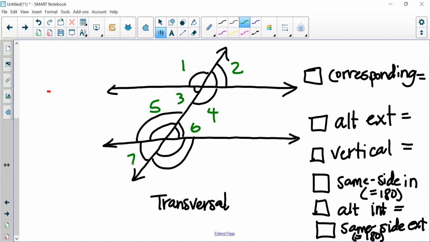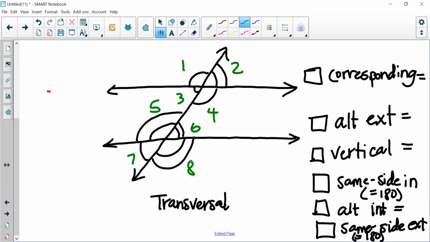Y'all label your angles like you see my angles labeled, okay? 1, 2, 3, 4, 5, 6, 7, 8. It creates 8 angles. So what we're going to do real quick is look at the relationships that are created by those 8 angles that are created when the parallel lines are cut by the transversal, okay?